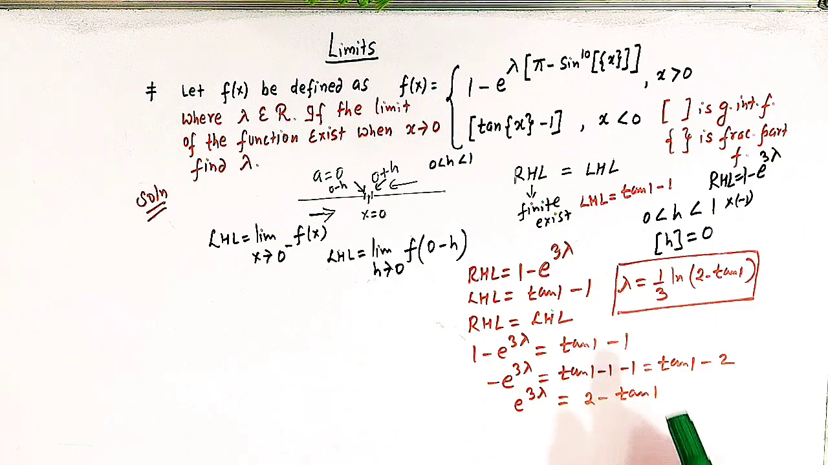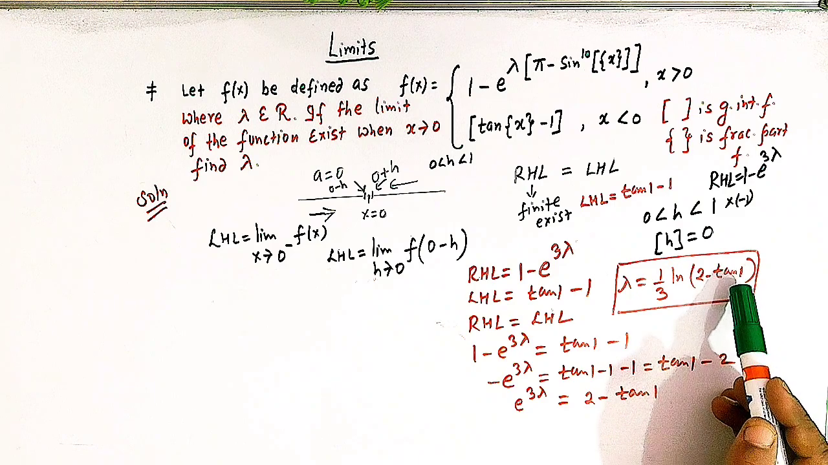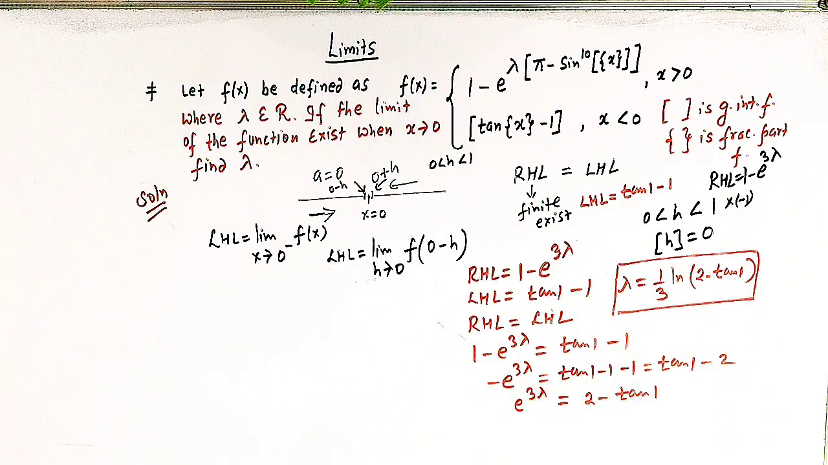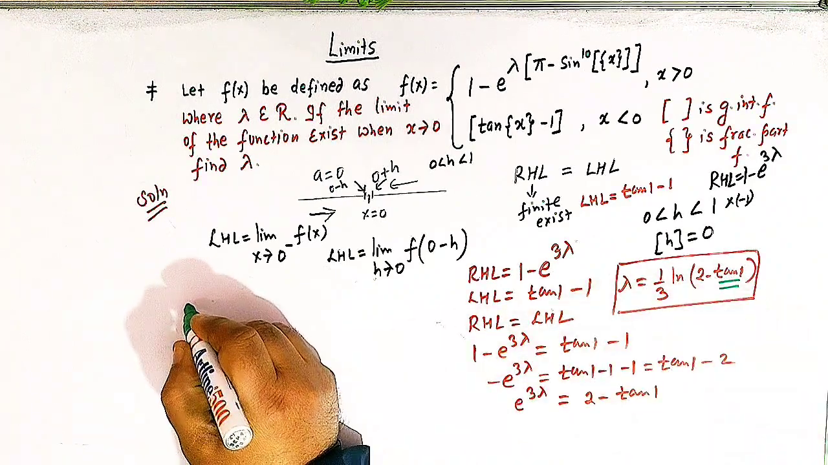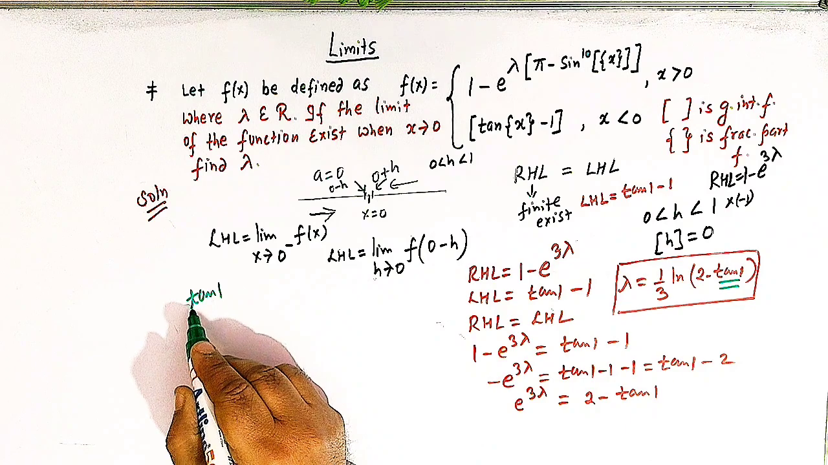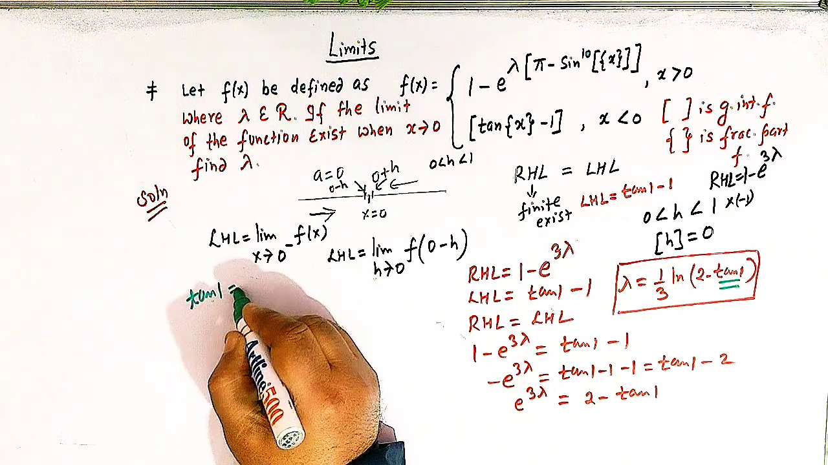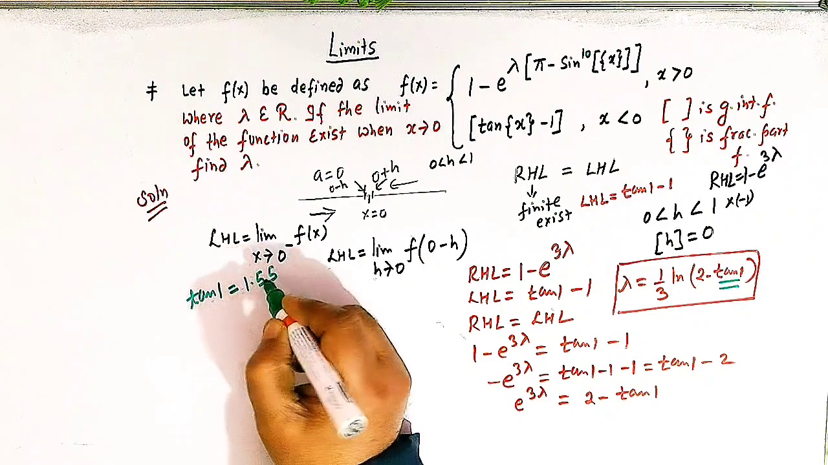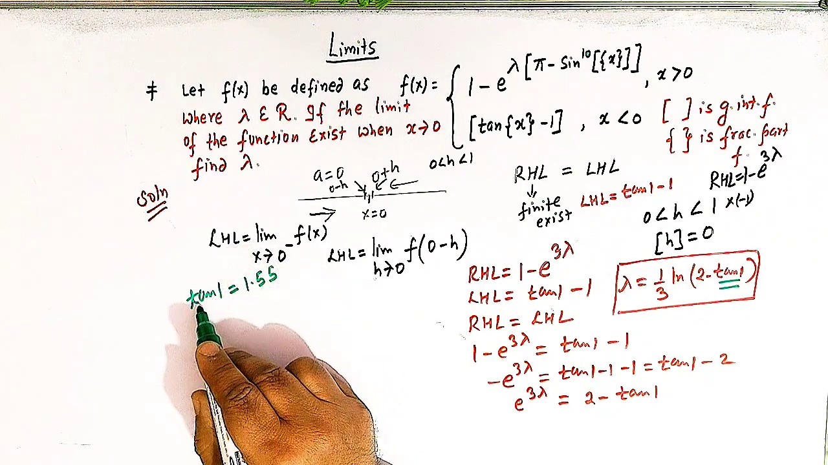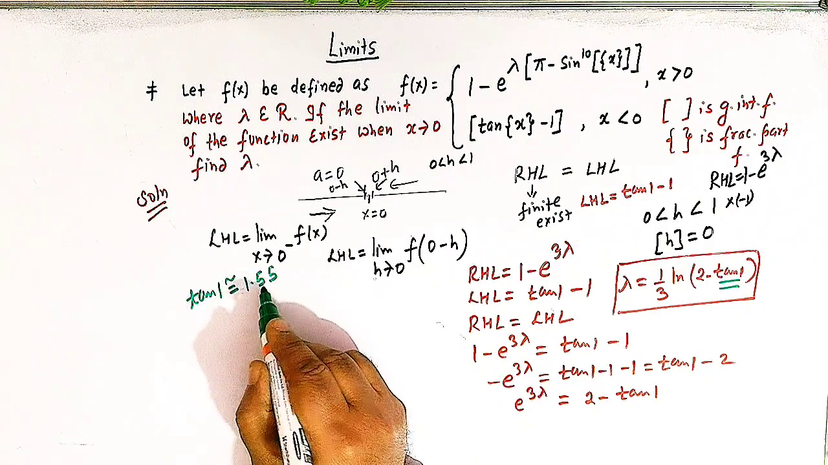So viewers, here we have obtained the value of lambda as 1 by 3 natural log of 2 minus tan of 1. Here it is interesting to note that if we take the approximate value of tangent of 1, this is tan 1 radian, and we know that 1 radian is approximately equal to 57 degrees. So tan of 1 may be taken as 1.55, right? So this is the approximate value of tan of 1. So tan of 1 is approximately 1.55.